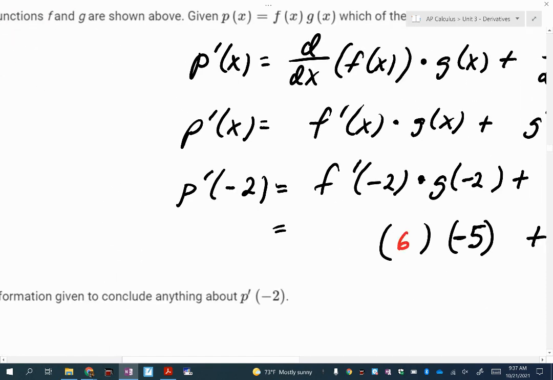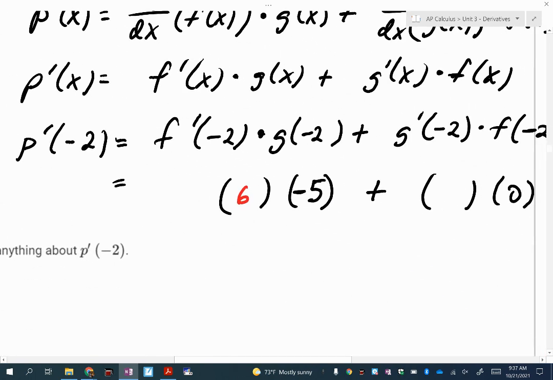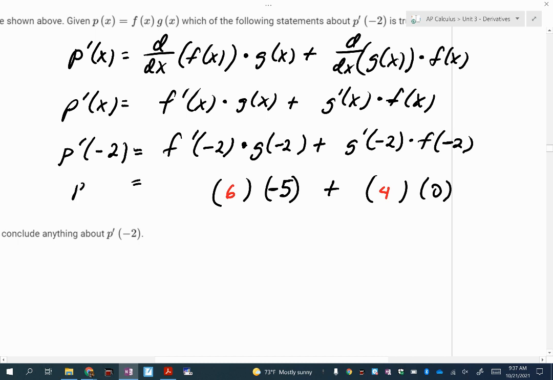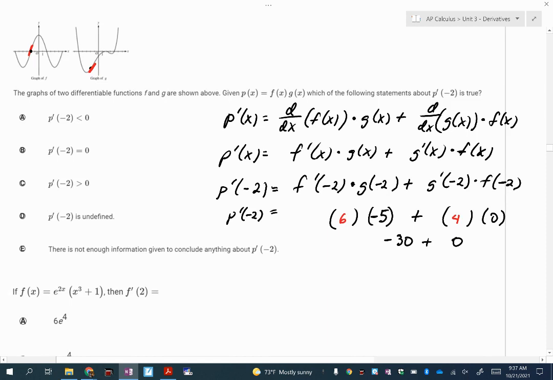Doesn't matter. Make up whatever you want. And this one's a little less steep, so I'm going to say positive 4 for g prime of negative 2. Now, you should notice that when I go to finish this problem, one of these has a multiplication of 0. So I know that's going to be gone. That's just going to be 0. And this is going to be, in my approximation, negative 30. So I'm looking for an answer that's negative 30 or around there.